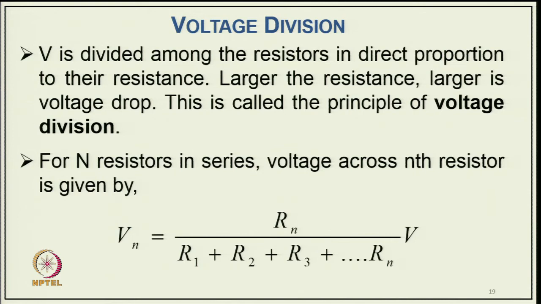Well, the voltage V is divided among the resistances in direct proportion to their resistances, and the larger the resistance, the larger will be the voltage drop across it. This is called the principle of voltage division. For n resistors in series, the voltage across the resistance Rn is given as Vn equal to Rn into V divided by the sum of all resistances, R1 plus R2 plus R3 plus up to Rn.